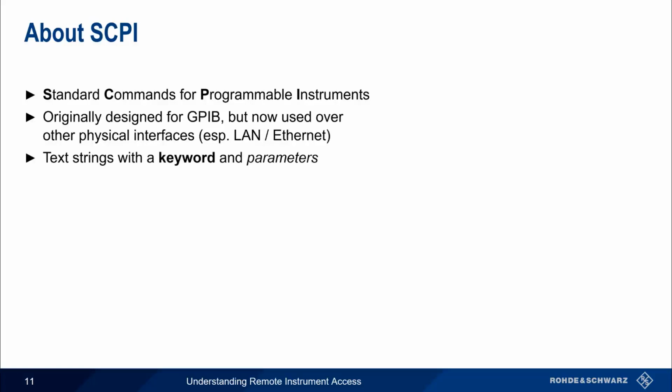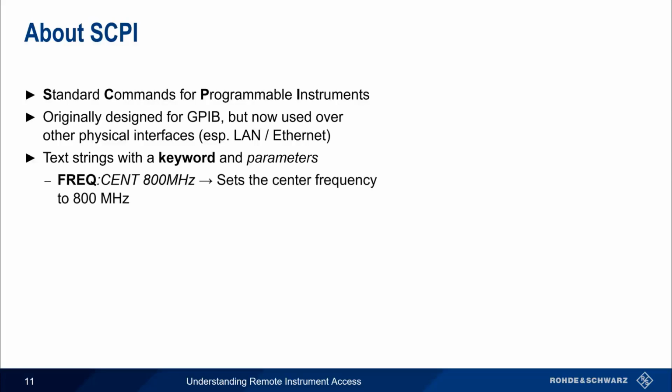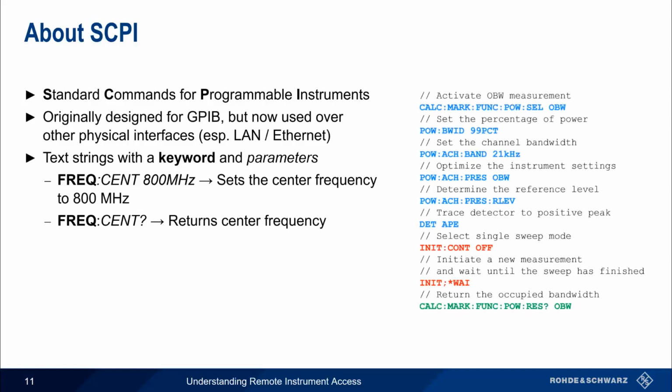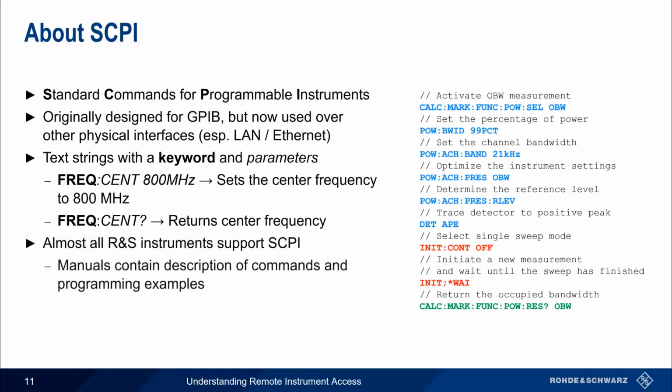For example, if we wanted to set the center frequency of a spectrum analyzer to 800 MHz, we would send the text string freq_cent 800 MHz. If we wanted to retrieve the current value of the center frequency, we would send the text string freq_cent?. These are the SCPI commands that would be used to perform the occupied bandwidth measurement mentioned on the previous slide. Almost all Rohde Schwarz instruments support programmatic control or test automation based on SCPI, and each instrument's user manual contains a complete description of the supported commands and numerous programming examples.